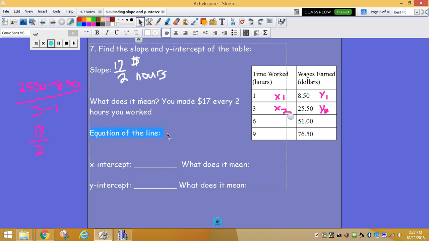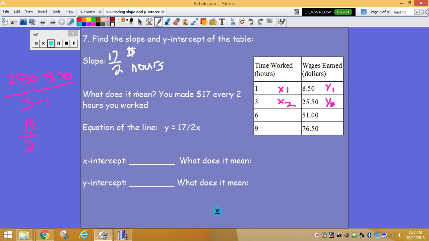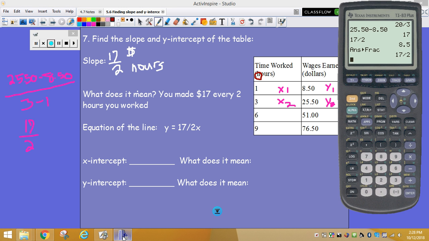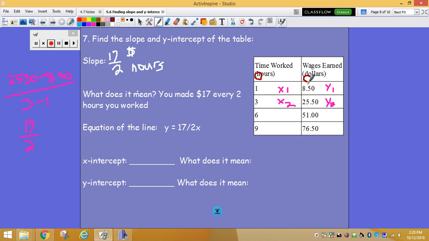The equation of the line. Well, I know my slope is 17 over 2, so that goes with my x. My y-intercept, again, I'm going to have to find it. So to do that, I'm just going to extend my table. So I want to know what it's going to be at 0. Remember, we are changing by 17 over 2, which is, as a decimal, 8.5. So it's going to be a 0. If I subtract 8.5 minus 8.5, I get 0.